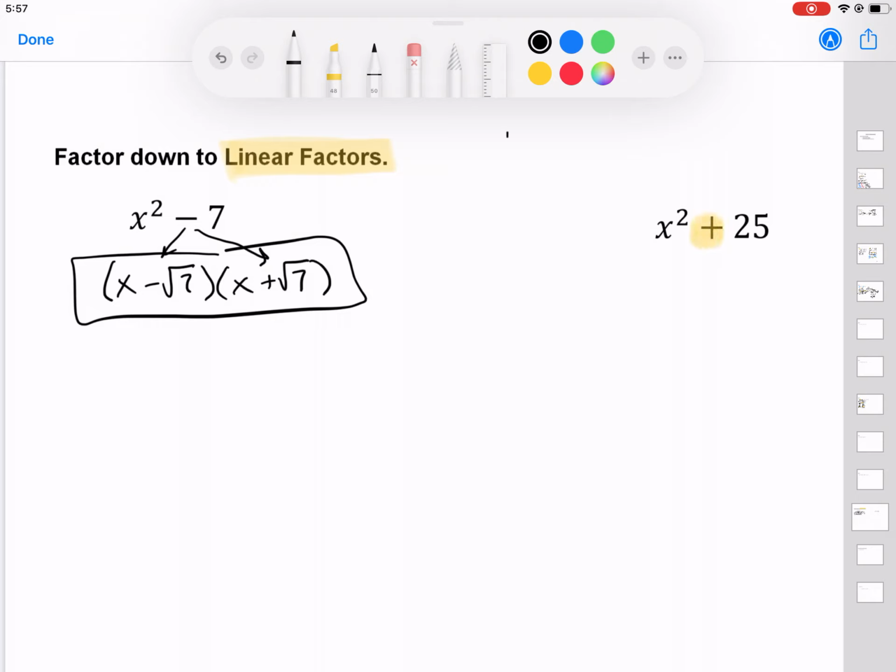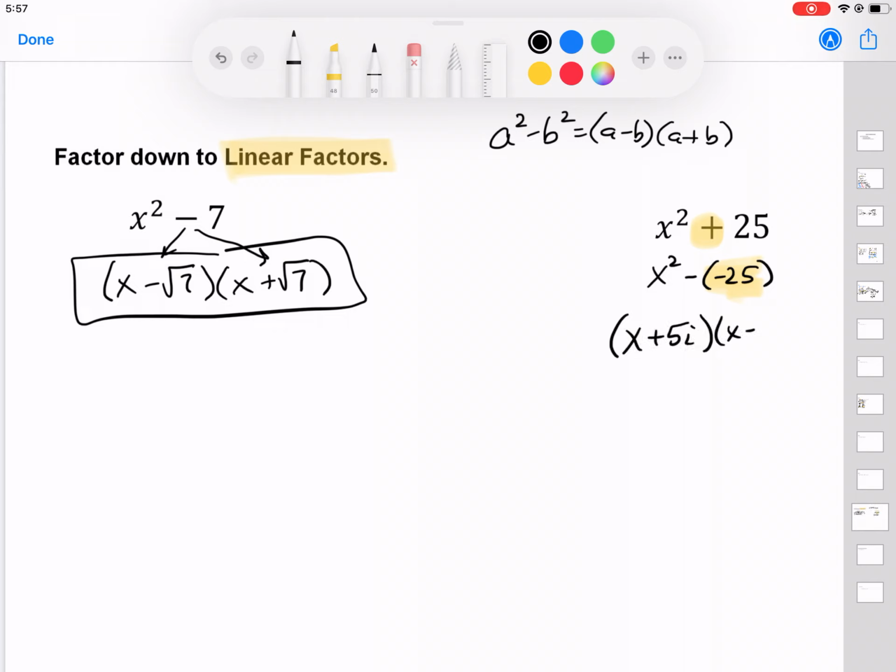So remember, when we have a squared minus b squared, we know how it factors. So this is essentially like doing x squared minus a negative 25. That tells us it's going to be an imaginary number because we're taking the square root of a negative number. So when you see a plus sign, you just know that you're going to have imaginary numbers. So it'll be like x plus 5i and x minus 5i. So they're both imaginary.